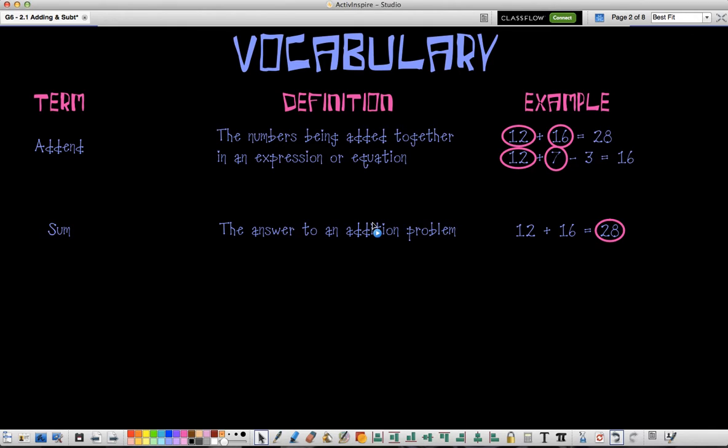Notice that I didn't say that 16 was a sum, and the reason that it is not a sum is because I had subtraction in this problem. So it's not a sum because it is not the answer to an addition problem.